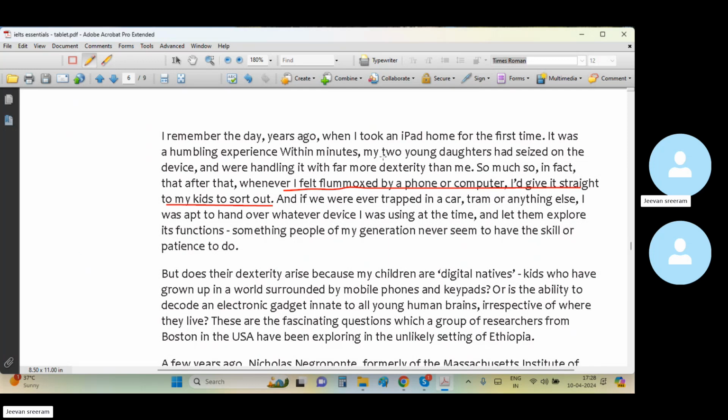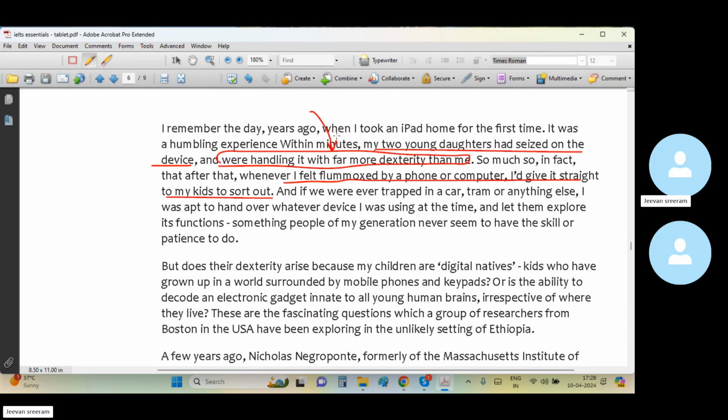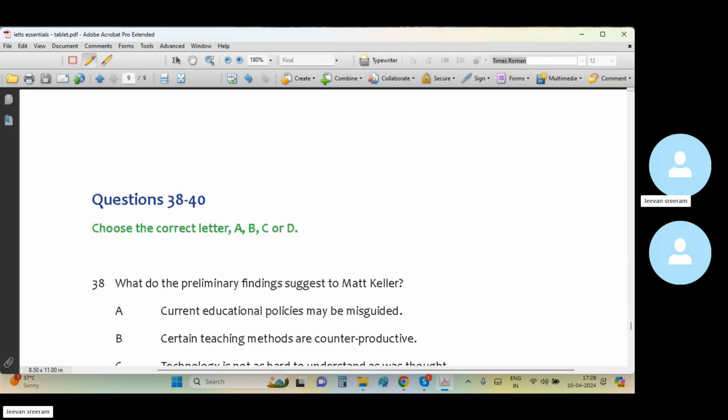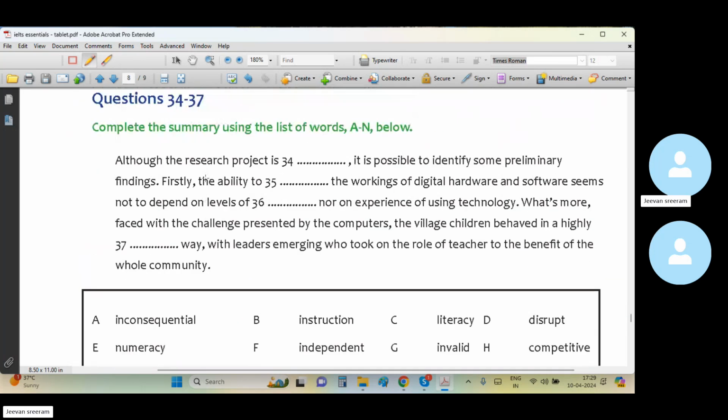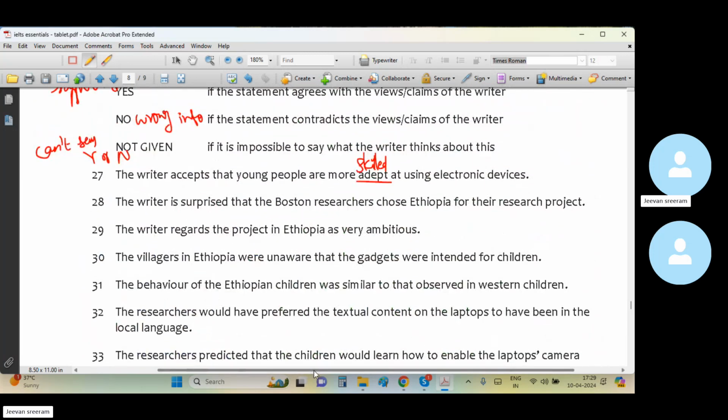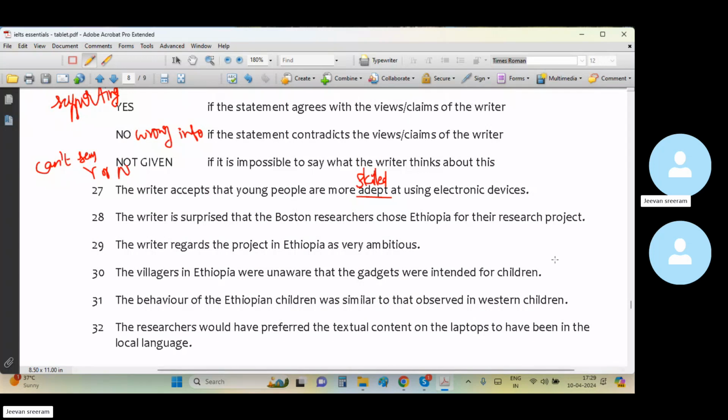And again, there is straight information as well. My two young daughters had seized on the device and were handling it with far more dexterity than me. They were more skilled than me, right? This is the straight paraphrase. Dexterity means skill. So is it yes, no, or not given? Yes. There is a clear proof line.